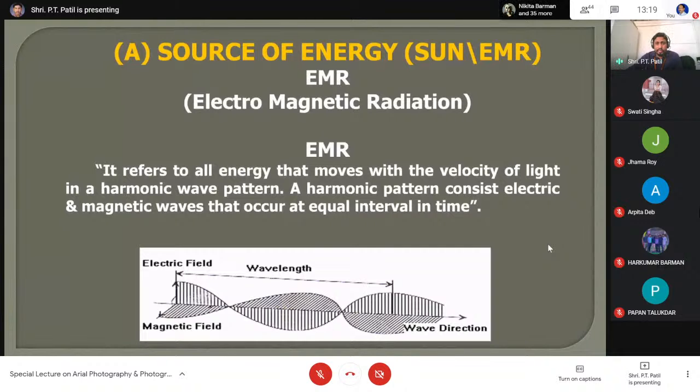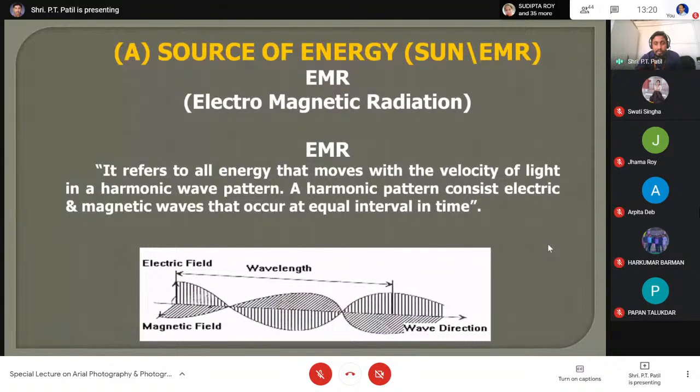So we already discussed the source of energy: all energy moves with the velocity of light in a harmonic wave pattern, and that pattern has an electric field and a magnetic field. That's why it is known as electromagnetic radiation. Then the electromagnetic spectrum is also there. What is meant by the electromagnetic spectrum? For our better understanding, we divided solar radiation into various bands. That is nothing but the electromagnetic spectrum.